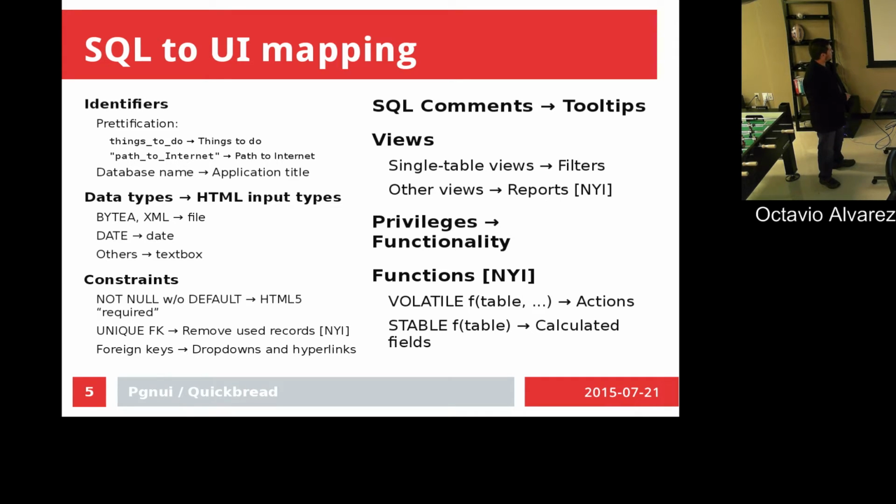For example, you have foreign keys. You can use drop downs. SQL comments directly map to tooltips. If you have views, they can be used as filters if they reference a single table. If there are other kinds of views, they can be used as reports, which are not yet implemented. But let's think of what can we extract from the database and map to a UI.